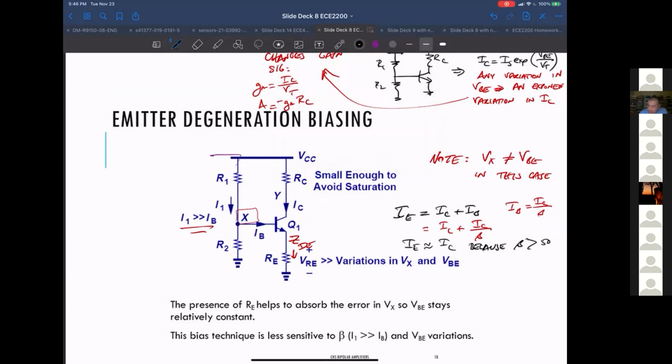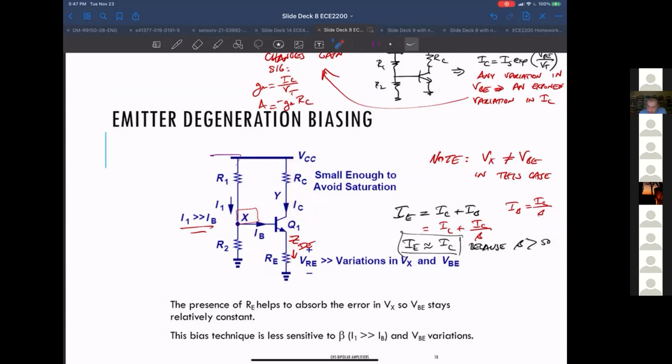Okay, so basically you can just say I sub B is very approximately I sub C. Or conversely, I sub C is the same as I sub E, right? Again, all I'm saying is I sub B is very small compared to either I sub C or I sub E. Okay, so now think about this current I sub C, assuming it's the same as I sub E, again just being very small. What is it going to end up being?